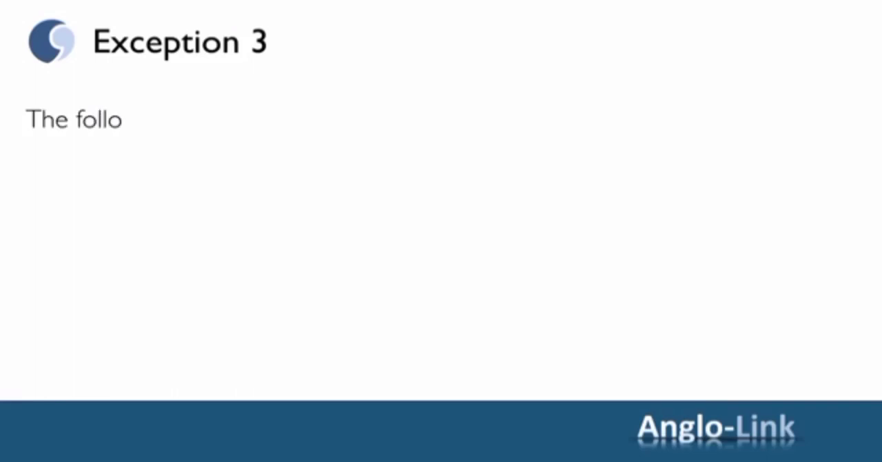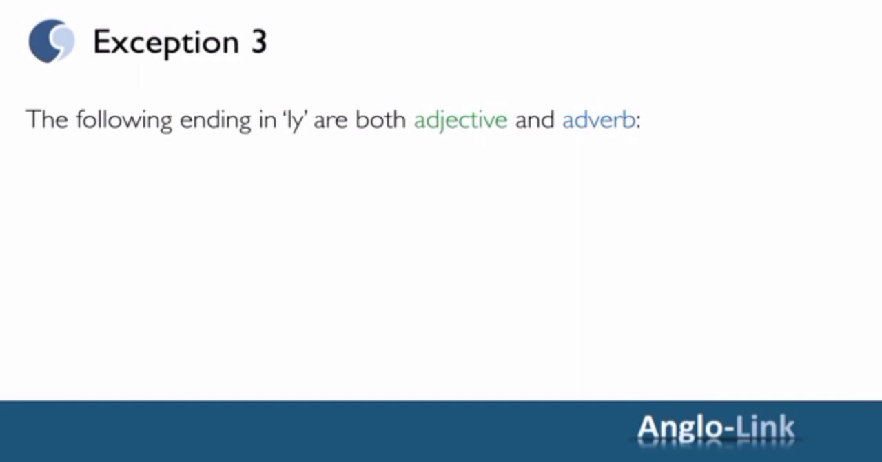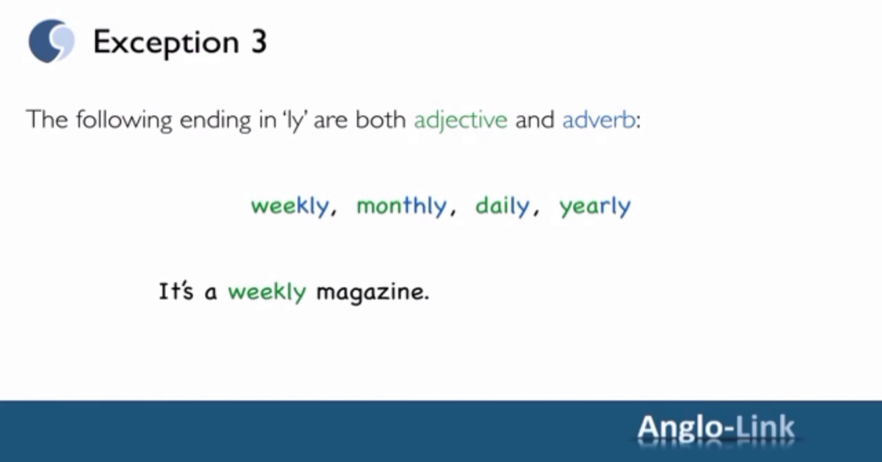Another exception, the following words ending in ly are both adjective and adverb. Weekly, monthly, daily, and yearly. For example, you can say, it's a weekly magazine, or I receive it weekly.